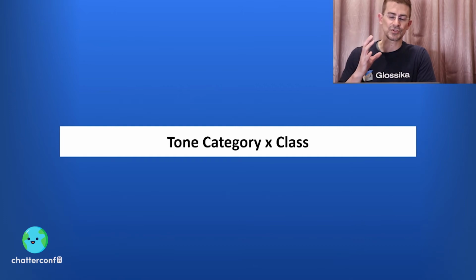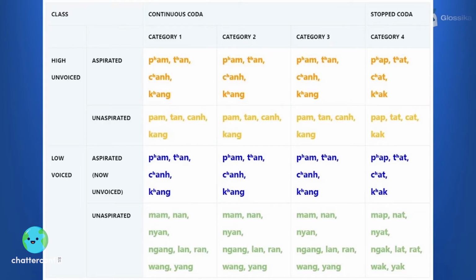I'm going to combine those tone categories we looked at just now with class. What I mean here is that the class is the high class and low class components of this, and then you have the four categories. So I'm just using some example words here like pam, tan, tan, and kang. Pam, tan, tan, gang, and pam, tan. And those are repeated from above because there aren't any voiced. They're now unvoiced. And then in the very bottom row, you have mam, nan, yan, ngang, lan, ran, wang, yan. There are many, many more syllables that are possible here, of course. But in the last column, notice you have the words ending in PTK. So you have pap, tat, tat, kak, pap, tat, tat, gak, and so on.